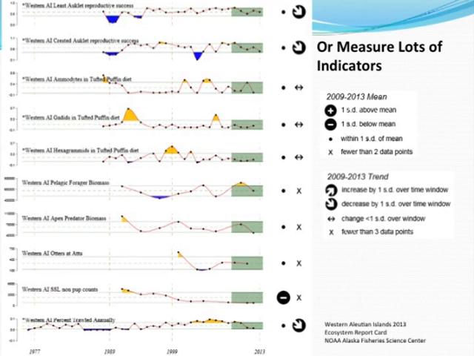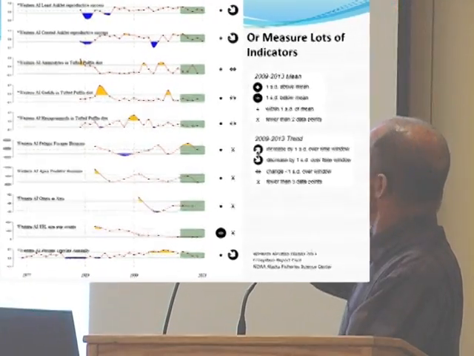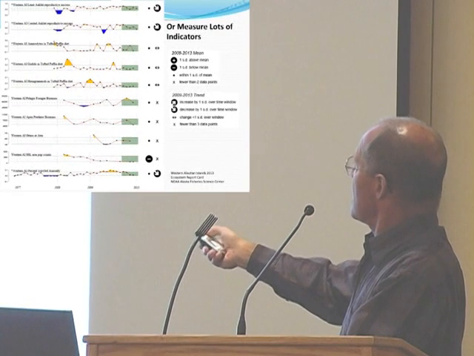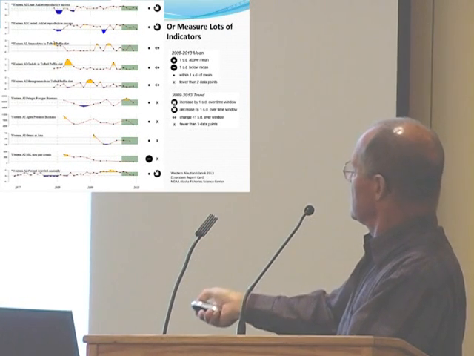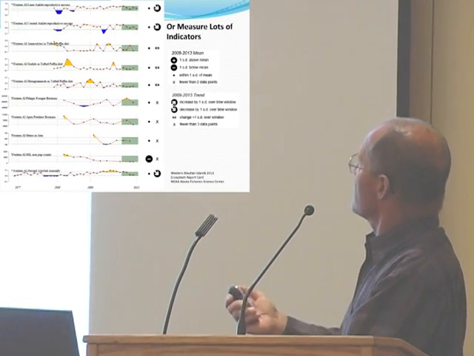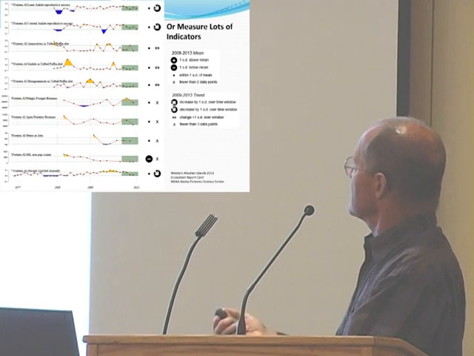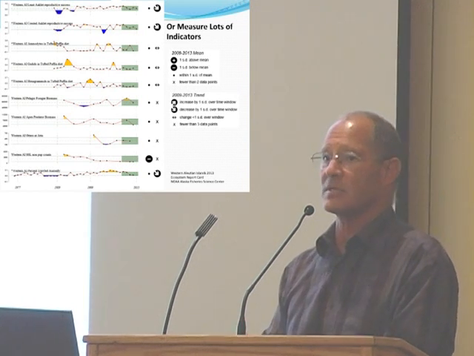And they have fairly long time series, and they were trying to talk about the means over time and the trends over time. The different symbols in these columns tell you whether it's above or below the mean and whether the trend is increasing or decreasing by more than a standard deviation.